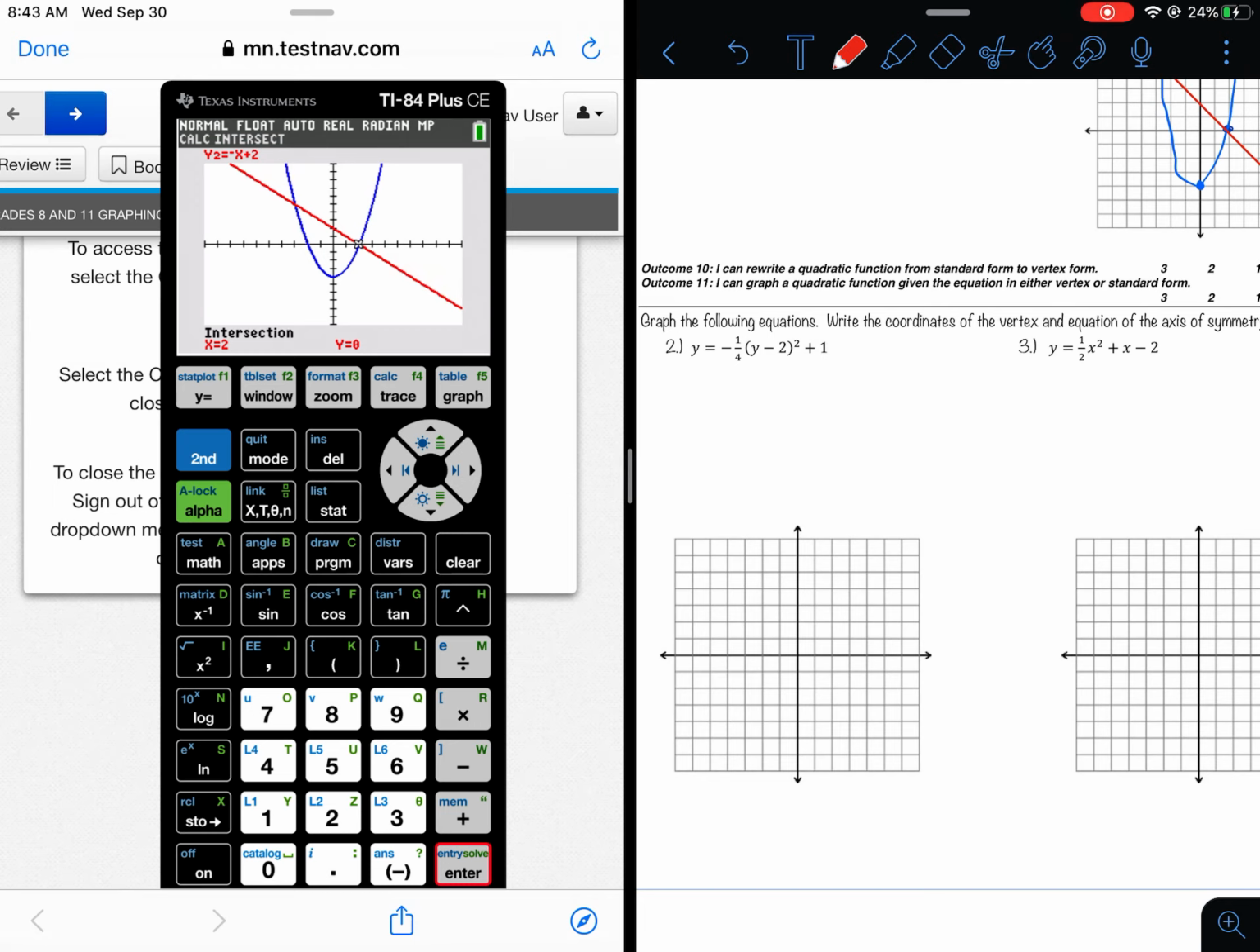So in these outcomes, outcome 10 is being able to convert from standard form to vertex form. So on this review, the only one that you have to convert from standard form to vertex form is number 3, because number 2 is already in vertex form, so that one wouldn't apply to outcome 10. Both of these apply to outcome 11, which is being able to graph them algebraically, meaning you have to find the vertex algebraically. You have to find another point algebraically, and then you have to know that parabolas are symmetrical to put a mirror image of that point on the other side.